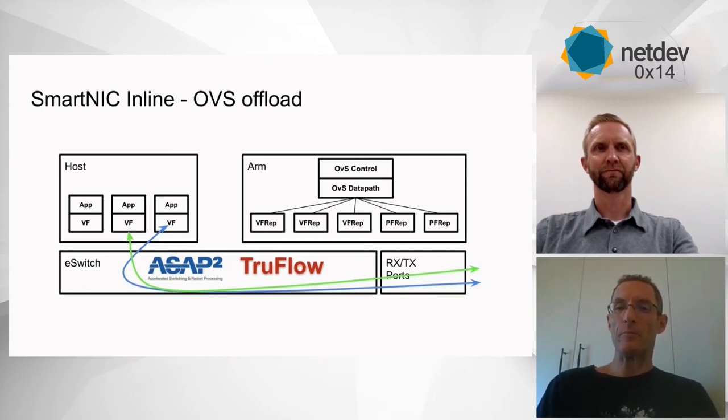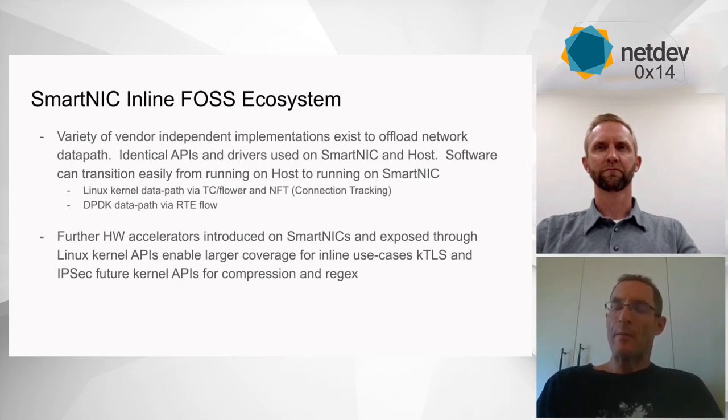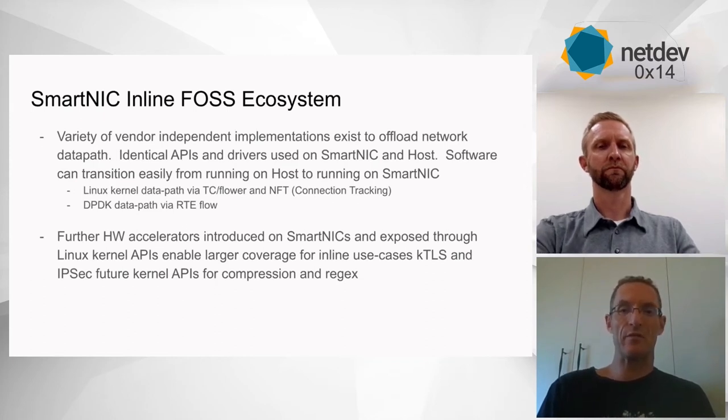If we look at the next slide, the open source ecosystem which is needed for this inline processing. What we see is that, as Andy mentioned, the ARM has a NIC interface. This means that it's practically identical to the interface the host sees, in a large manner. So the same APIs and drivers that you would use on your host, you can use on your SmartNIC to access the NIC and manage the eSwitch of the NIC. This means that the transition from running on the host to running on the SmartNIC is relatively easy.